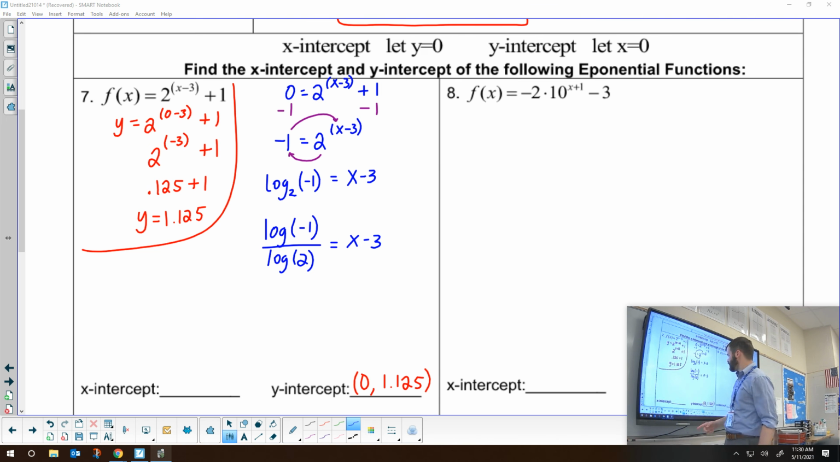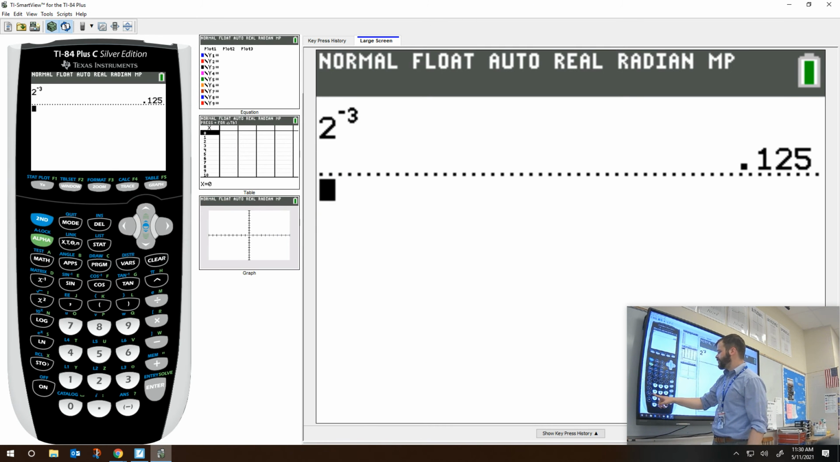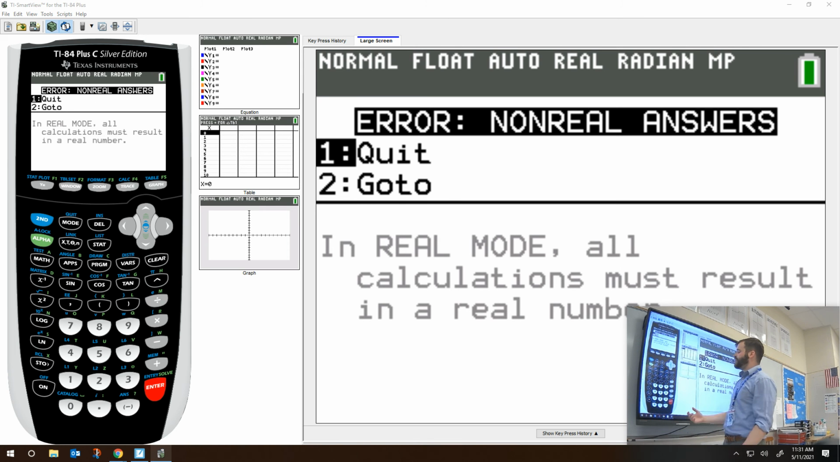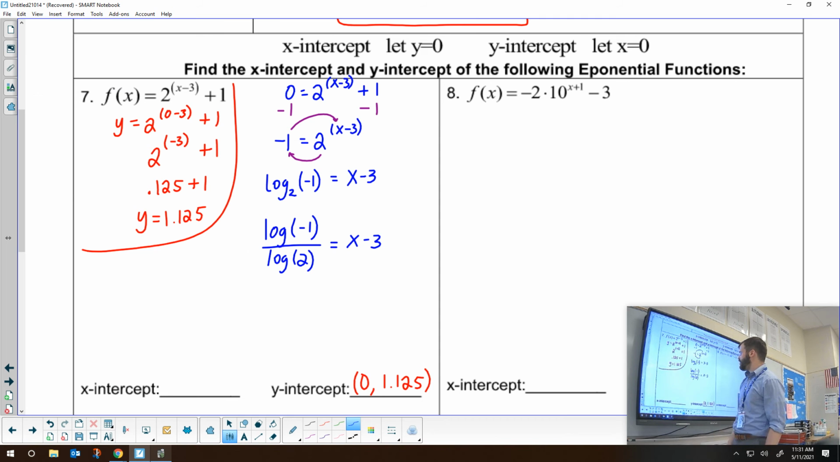So let's do that. Let's plug this in. Let's go log of -1 divided by log of 2. Hit enter. Oh man, we get an error, non-real answers. Let's see why that happened. Well, look at this. That log of -1, we cannot take the log of a negative. So, what's my answer going to be? There is no answer. So there's no solution to this one. So, what's my x-intercept? There isn't one. It is none. Okay? So, remember, cannot take the log of a negative.